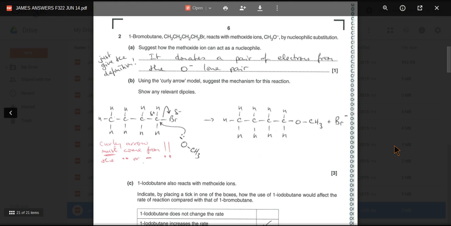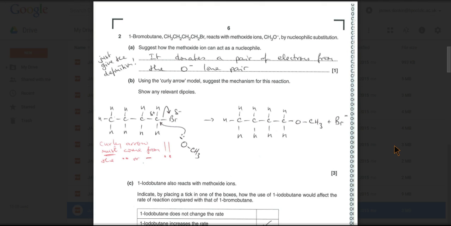Question 2 is a question about halogenoalkanes, and the first thing we have to say is suggest how the methoxide ion, that's the CH3O- ion, acts as a nucleophile. Well, we just need to give the definition. So it's going to donate a pair of electrons, and that's going to come from the O- lone pair.